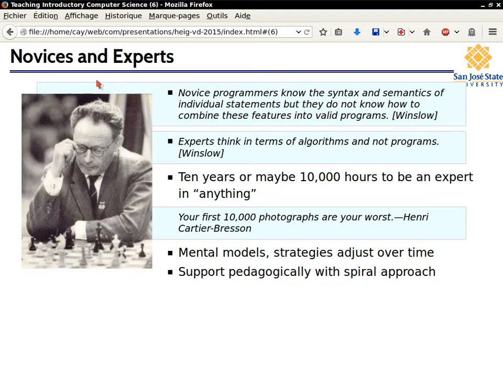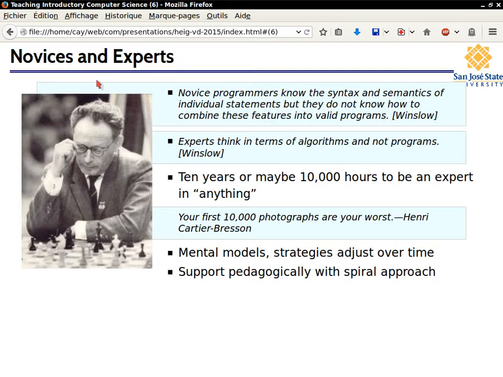So let me talk a little bit more about expectations that one reasonably needs to have after the first semester. What you see here is a picture of Bob Vinegar, a famous chess player. He looks at this board, and there's a very interesting fact about chess players.